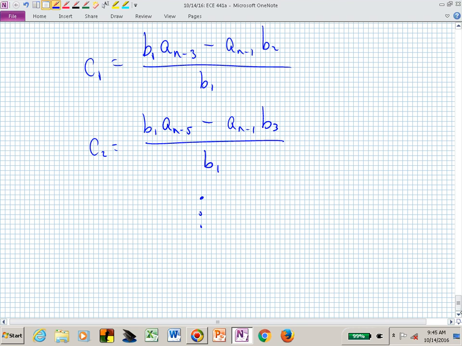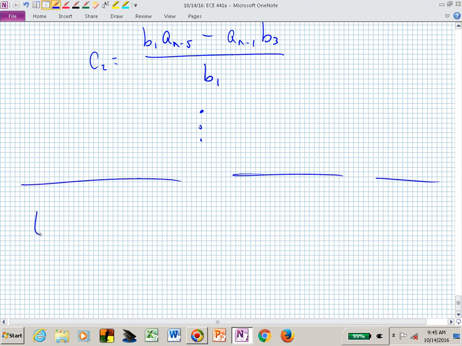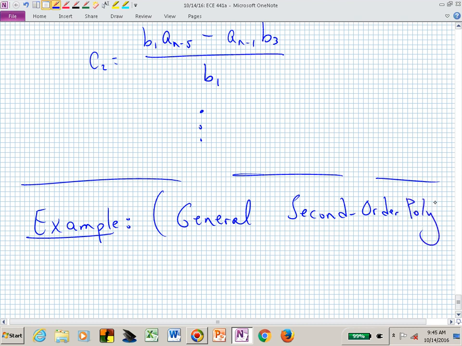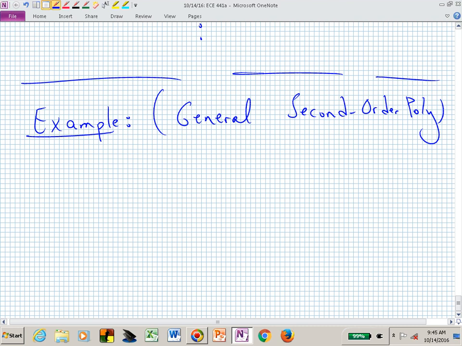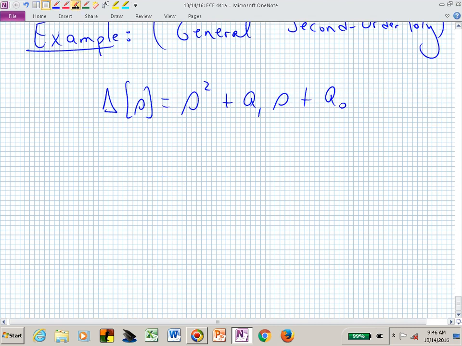All right, let's look at an example of that. And let's start easy. Let's start with this general second order polynomial, or really what we're doing is trying to justify that the Hurwitz test is necessary and sufficient for a second order polynomial that's monic. Here our delta of S is S squared plus A1 S plus A sub 0. What's our Hurwitz test tell us? That was our necessary condition, wasn't it?